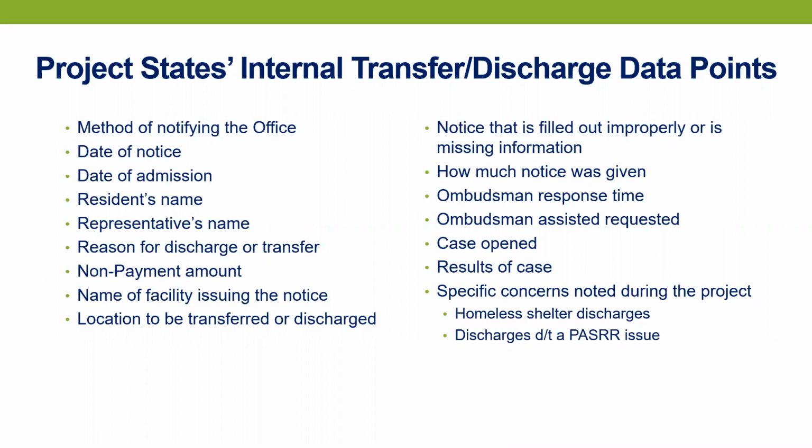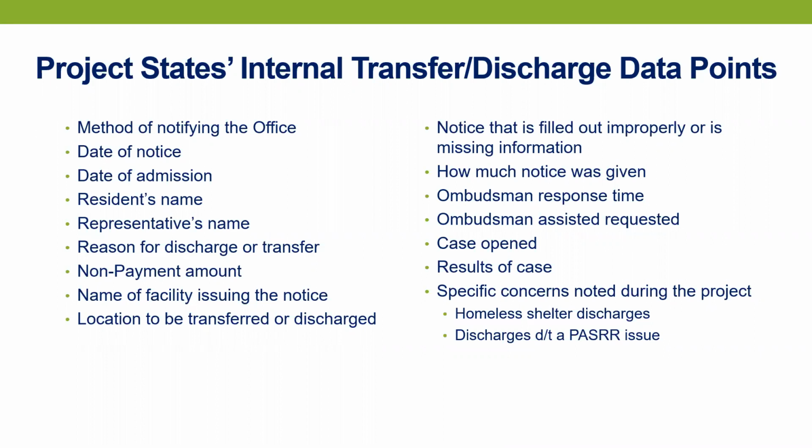Some note whether or not the notice is filled out properly or if it's missing information. That will note how much notice was given. So in some cases they were given a 30-day notice, but in some cases maybe it was a 2-day notice. Maybe it was a 10-day notice. Some of you are tracking the Ombudsman response time from the date that you received the notice. Some are tracking from the notices, was assistance requested, whether or not a case was open and what were the results of the case.